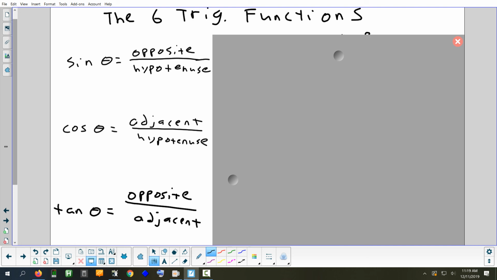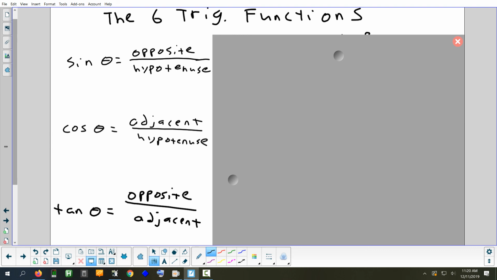So, the first three trig functions are sine, cosine, tangent. The definition of sine is a ratio of the length of two specific sides: the length of the opposite side over the length of the hypotenuse. Cosine is also a ratio of two sides: the length of the adjacent over the length of the hypotenuse. And tangent, our last one, is a ratio of the length of the opposite to the length of the adjacent.